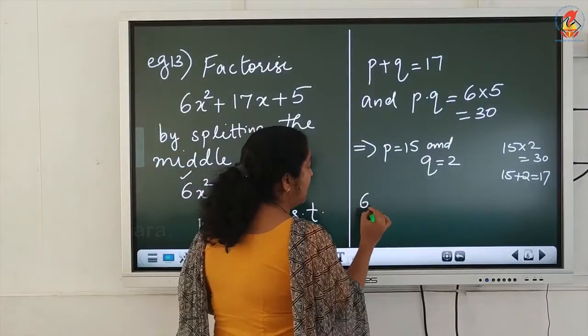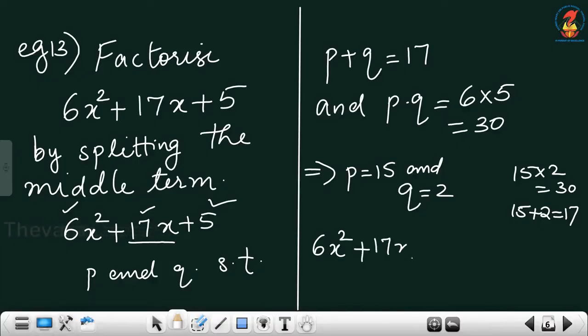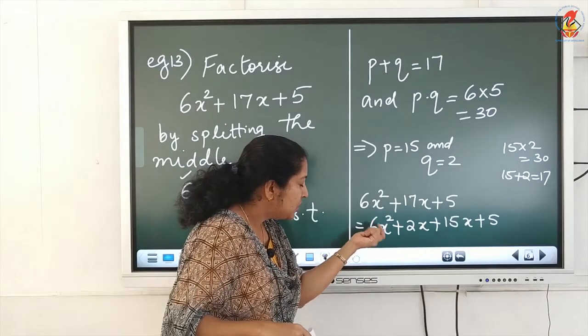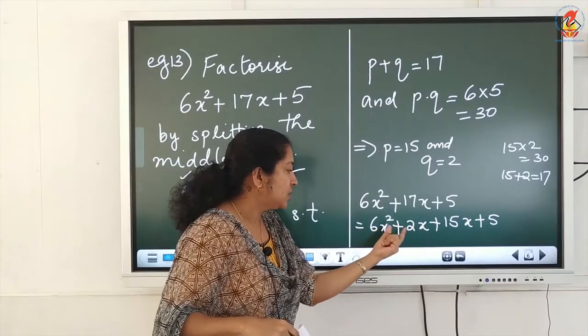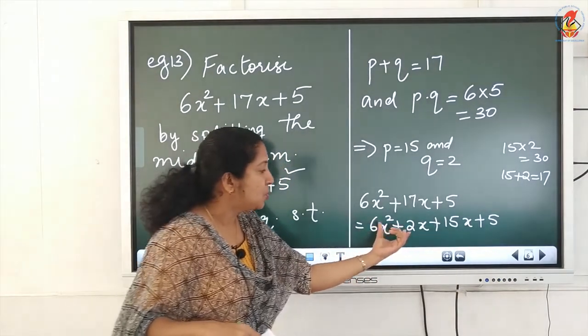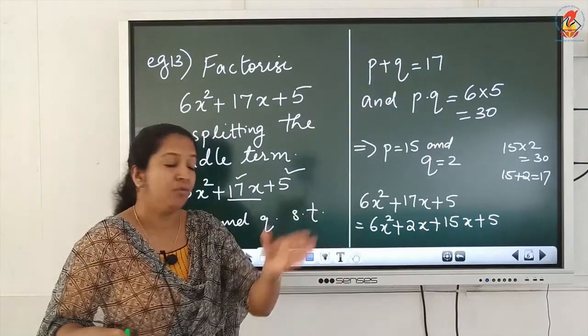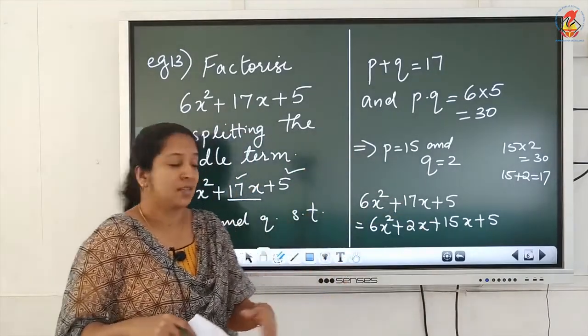So we can write this as 6x square plus 17x plus 5 is equal to, splitting the middle term, 6x square plus 2x plus 15x plus 5. Either you can write 15 as the first one and 2 as the second one, or 2 as the first one and 15 as the second one. Here, because it is 6, I thought both are multiples of 2, so I have written these two together, and these two are multiples of 5. If you do not write like that, you will also get the same answer.